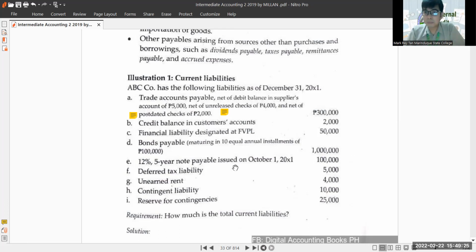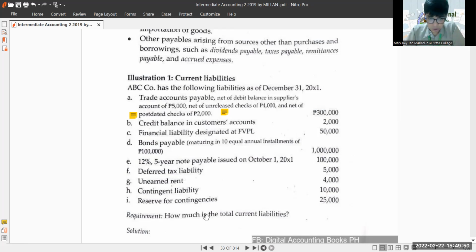Bago ka tumingin sa problem. Kasi minsan, sobrang haba ng problem, tapos yung question pala, tinatanong lang kung ano yung current liabilities, kumbaga, yung data mo. Andyan ang assets, andyan ang liabilities, equity, tas ang tanong, current liabilities lang, di ba? So, mas makakatipid ka sa oras kung alam mo na kaagad yung hinahanap mo.